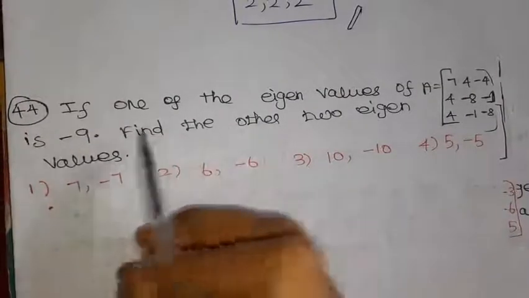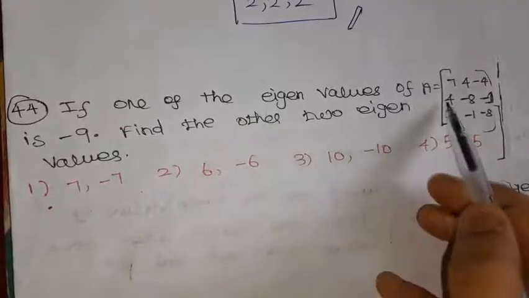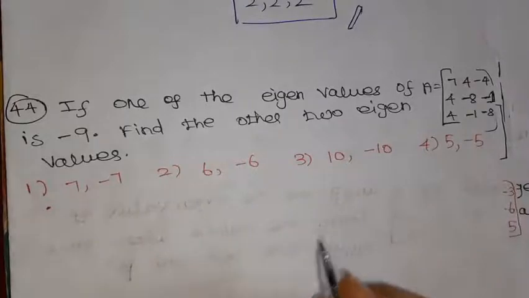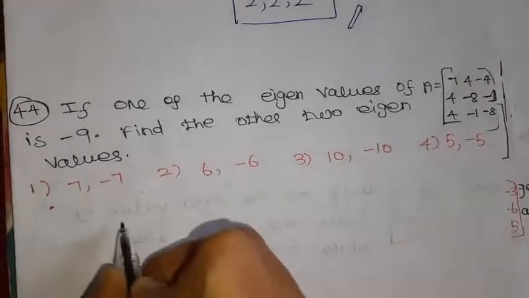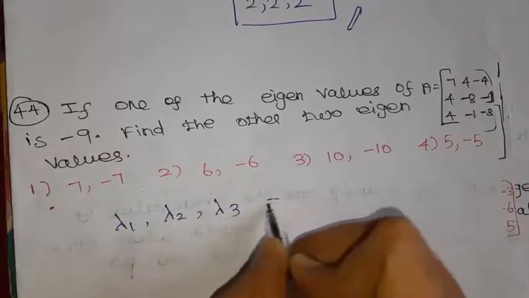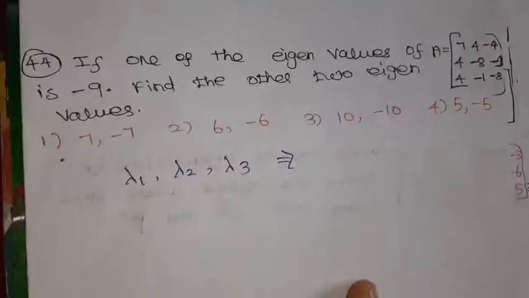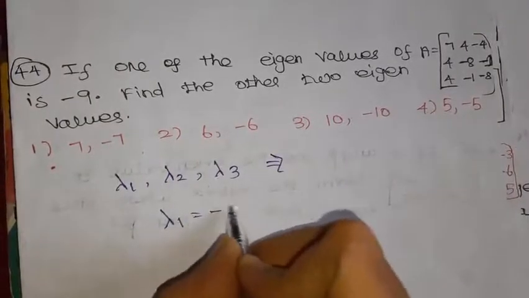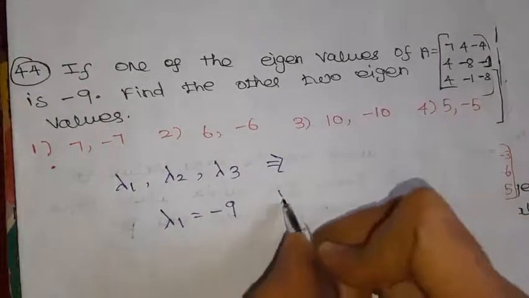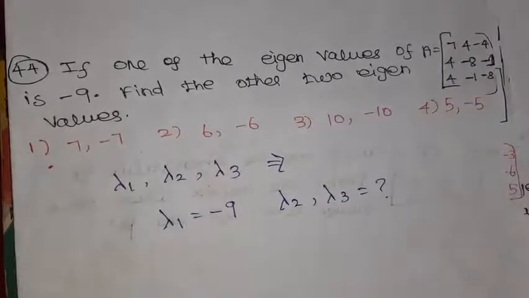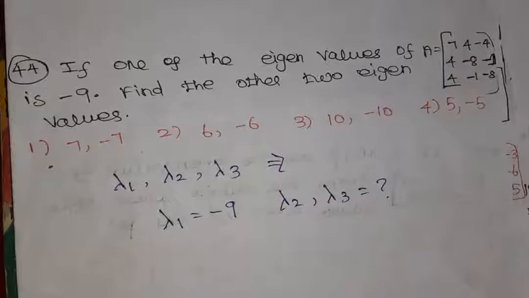Then question number 44. If one of the eigenvalues of this matrix A is minus 9, find the other two eigenvalues. The given matrix is a 3 cross 3 matrix, so we will have 3 eigenvalues: lambda 1, lambda 2 and lambda 3. One of the eigenvalues is given as lambda 1 equal to minus 9. We need to find lambda 2 and lambda 3. How can we find them? Using the properties of eigenvalues.